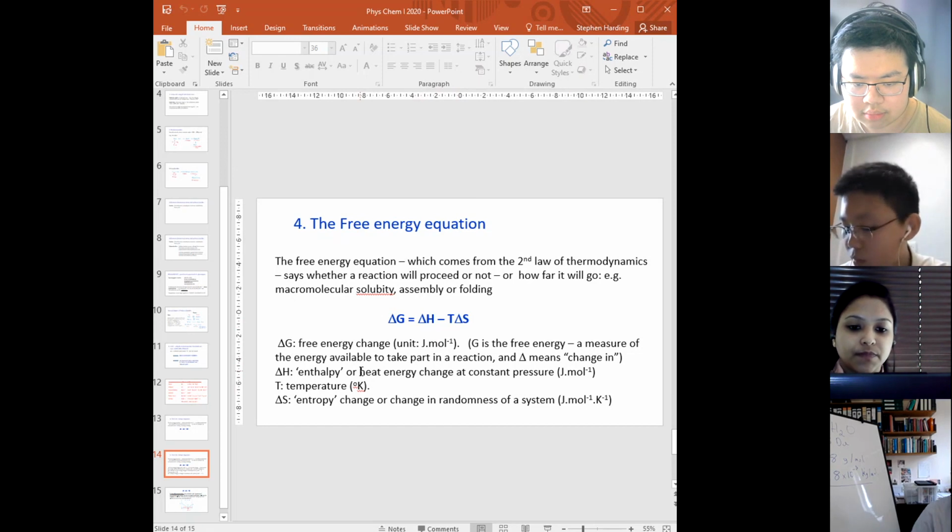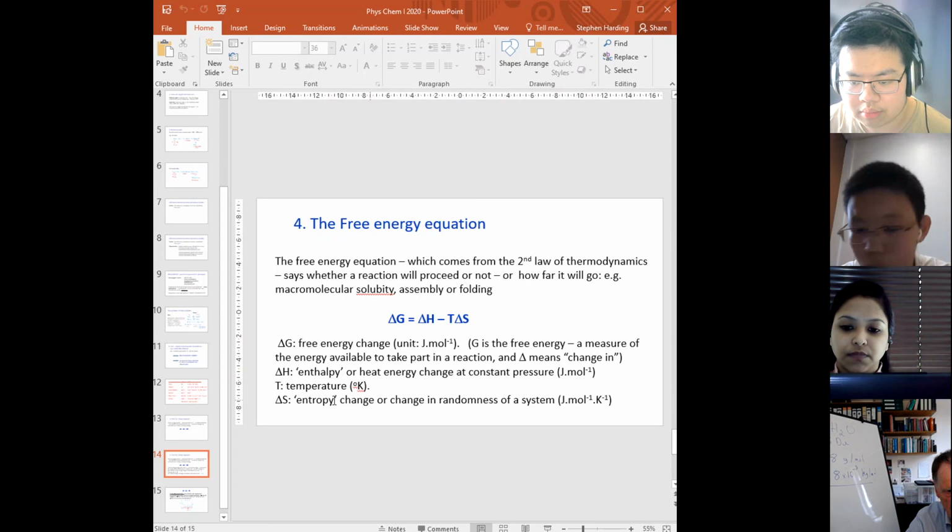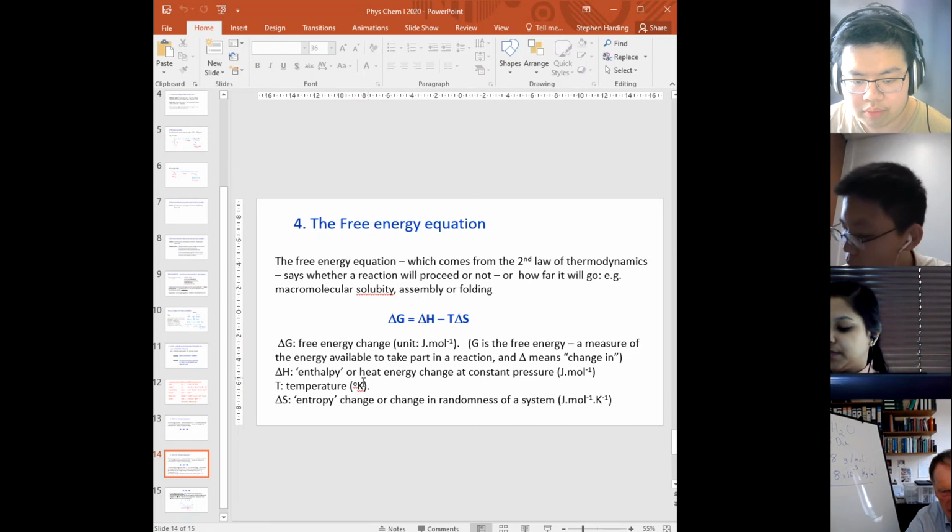Delta H is the enthalpy, or the heat energy at constant pressure. And delta H is the enthalpy change, or heat energy change at constant pressure. Again, the units are joules per mole. And T is the temperature in degrees Kelvin, not degrees centigrade, degrees Kelvin. So 0 degrees is 273 degrees Kelvin.